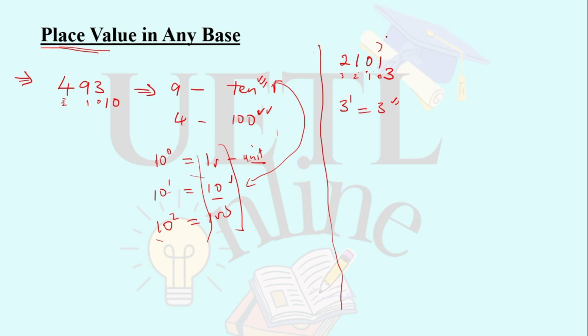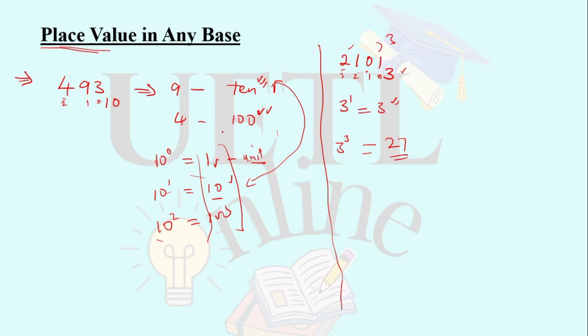Then now let's say you want to find the place value of this 2. You can just say 3 to the power 3, you get 27. So the place value of this 2 is 27. So this is what we call the place value of any base.